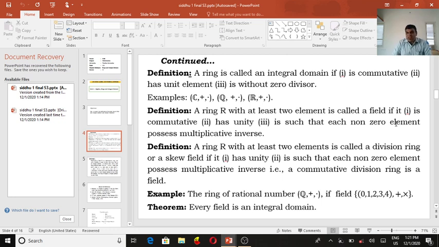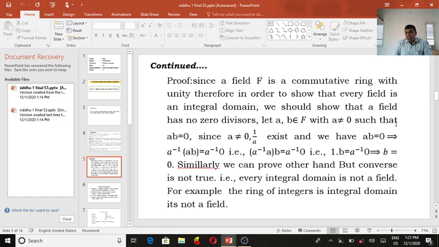Every field is an integral domain. Simple proof. What's a field? A field is commutative, has a unity, and each non-zero element possesses a multiplicative inverse. Keep that in mind, because using it we go for the proof that a given integral domain is a field.